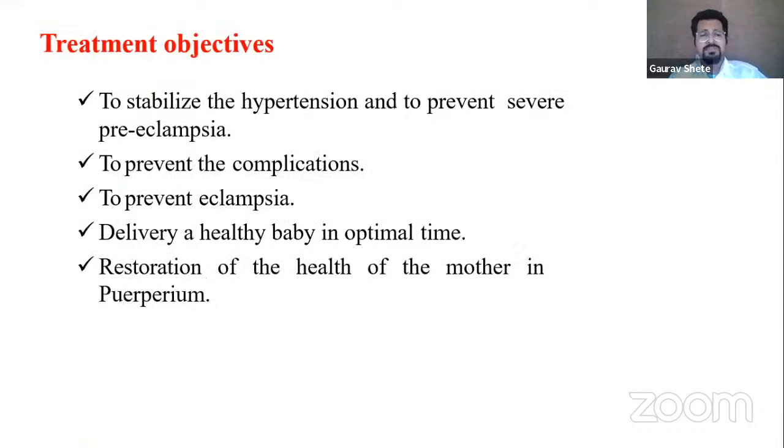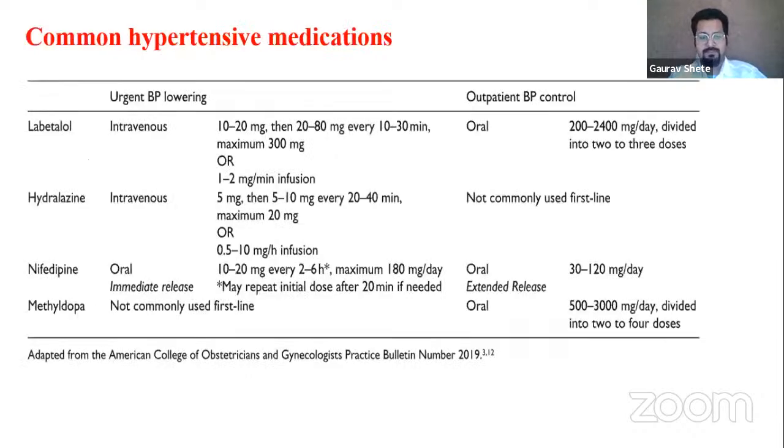So what are the treatment objectives? First is to stabilize hypertension and to prevent the severe consequences, sequelae of HDP. Second is to prevent the complications. Third is to prevent eclampsia, deliver a healthy baby, and restore the health of the mother in puerperium.